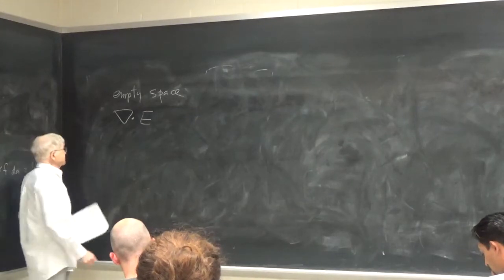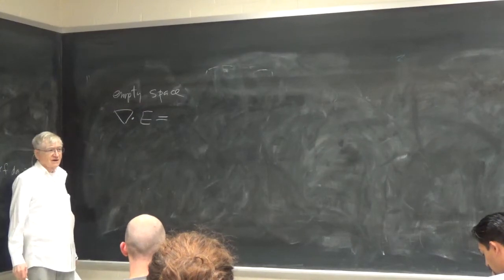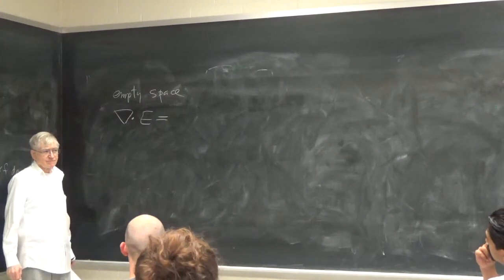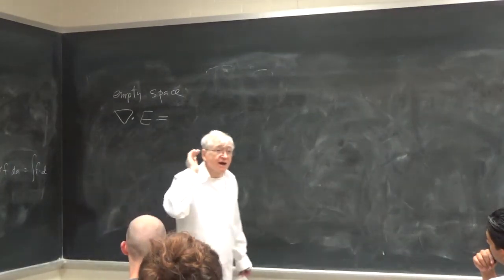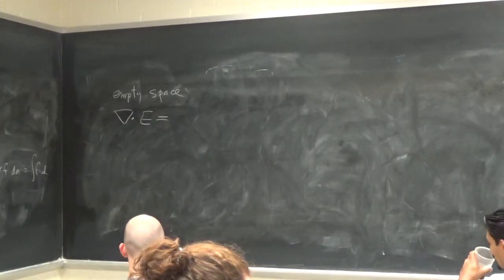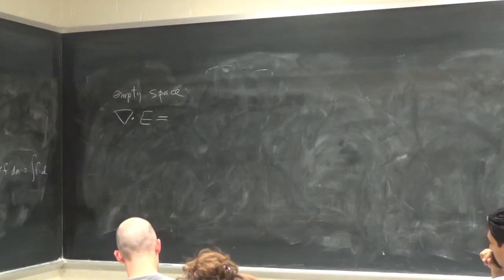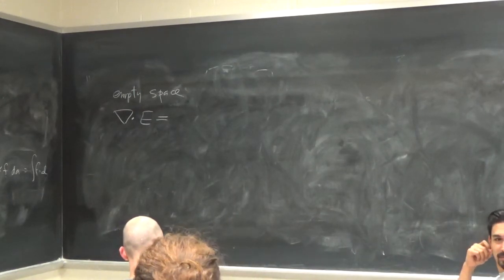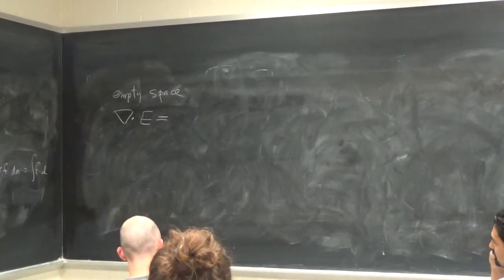So we have the divergence of E. What is the divergence of E in empty space? The charge density. I'm sorry, my hearing isn't very good. What? The charge density. Yes. What is the charge density in empty space? Oh, 0. Yeah. Okay, so this is one of Maxwell's equations right here.